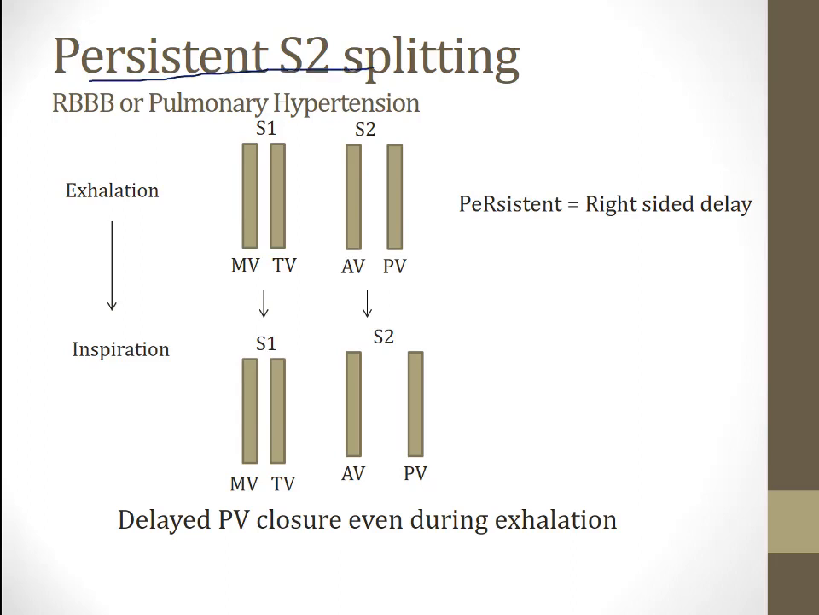Persistent S2 splitting is a finding seen classically among patients with right bundle branch block or also among patients with pulmonary hypertension. In both of these conditions, there is delayed closure of the pulmonic valve that causes a persistent split of the second heart sound.